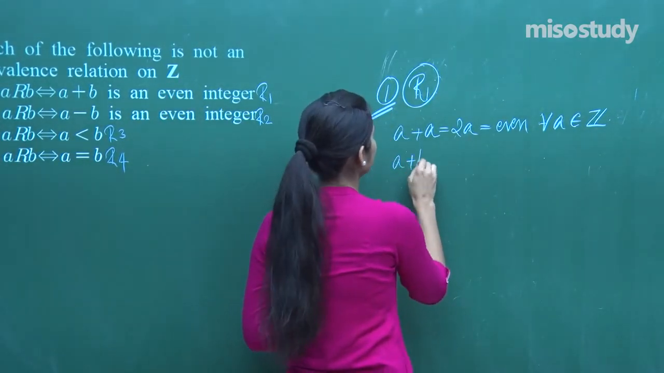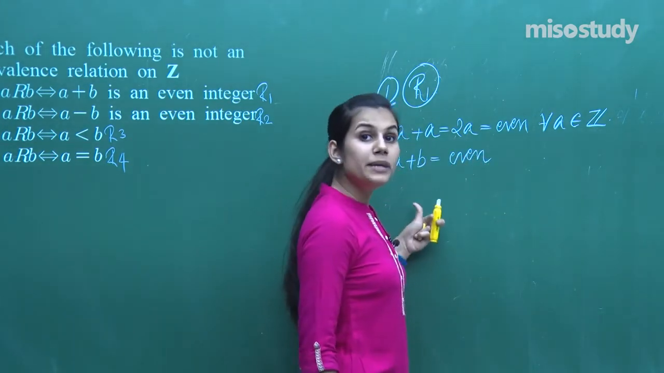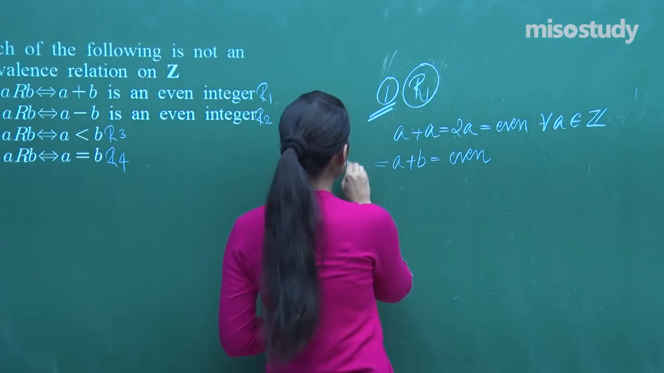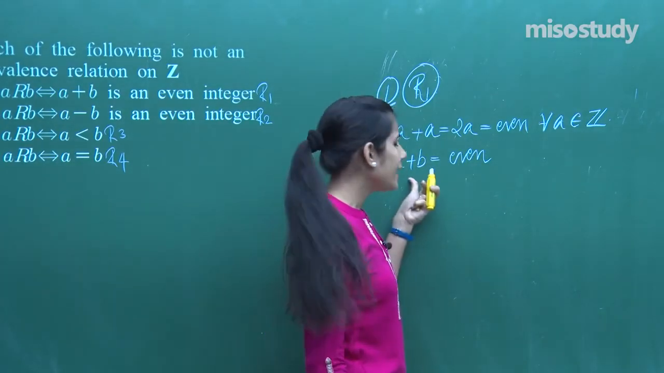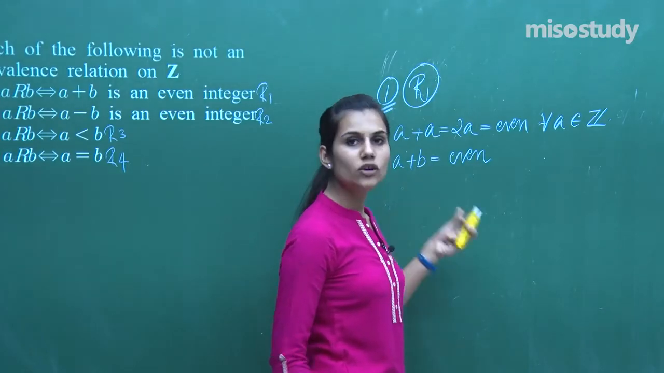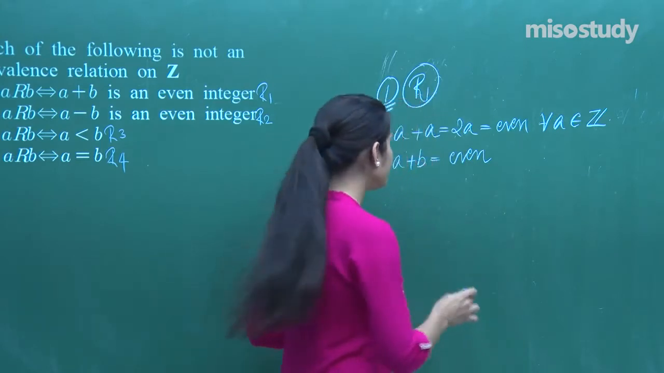What about symmetric? If A plus B is even, what about B plus A? Of course, A plus B is equal to B plus A. So, even B plus A is even. That means if (A, B) is inside R1, (B, A) is also inside R1. That means it is symmetric. What about transitive?